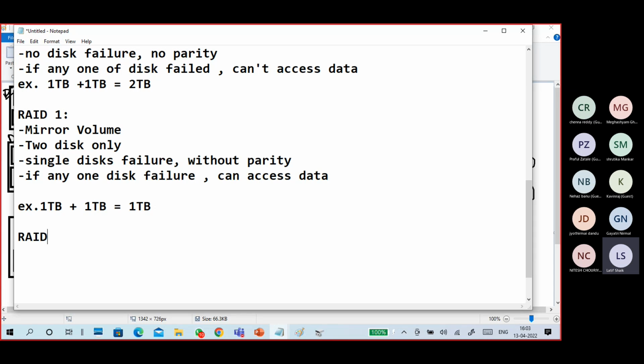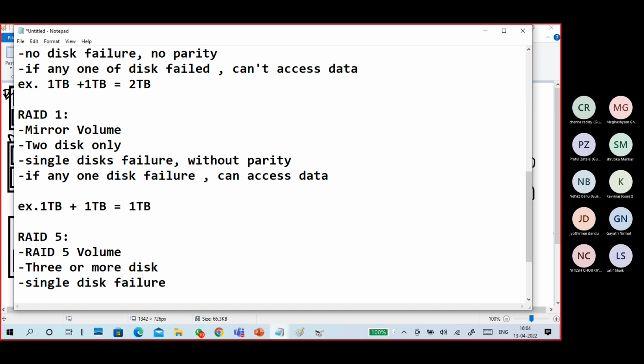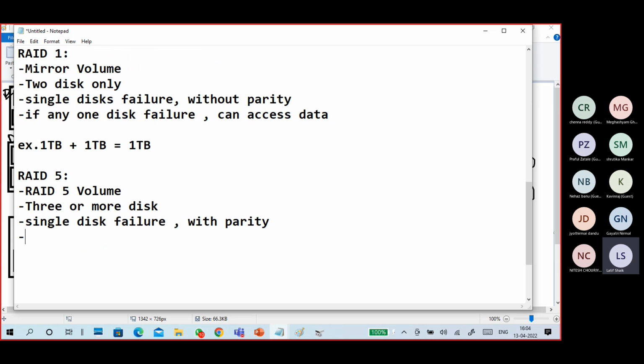Next is RAID 5. The RAID 5 volume name is RAID 5 only. How many disks? Three or more disks only. This is a single disk failure with parity. What is the parity? Parity bits will be created in other disks.